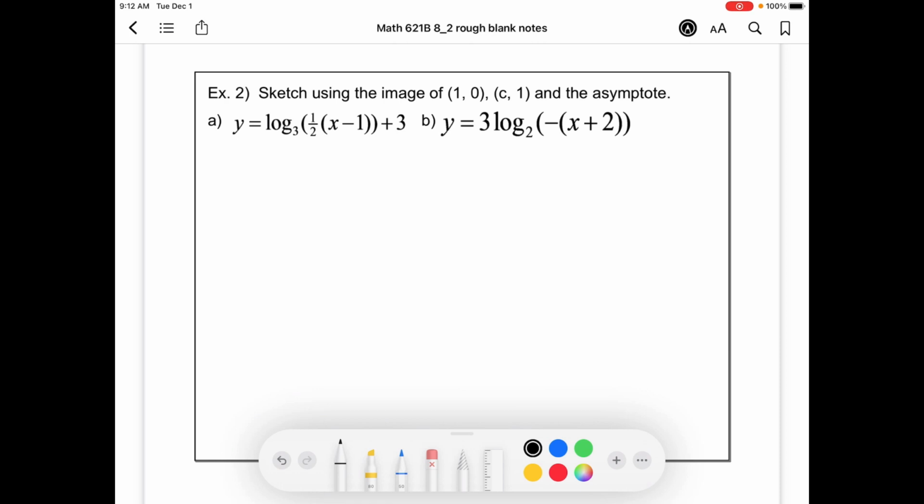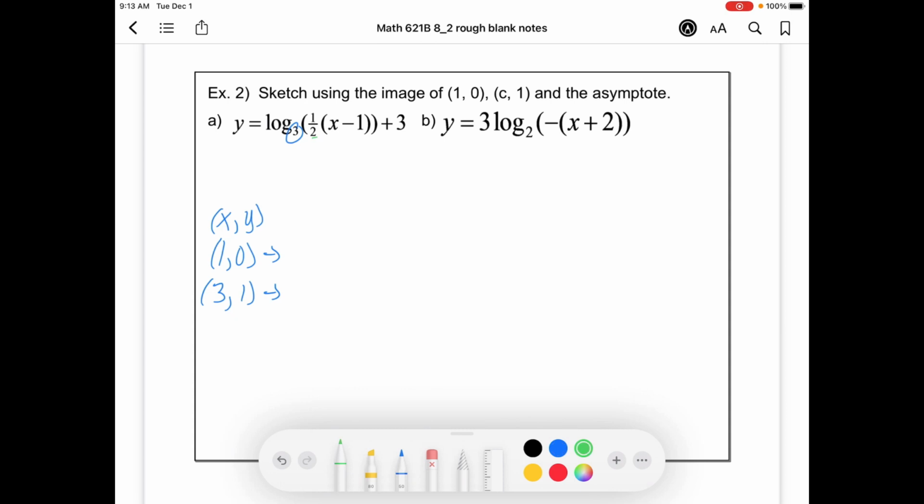All right, now things are looking pretty serious. We've got log base 3 of a half by x minus 1 plus 3. So let's just catalog all the things that are happening here. First of all, the base is 3. So our key points whenever we map are going to be 1, 0, and 3, 1. They're going to get transformed somehow. The question is how. And to do that, we need to catalog our transformations.